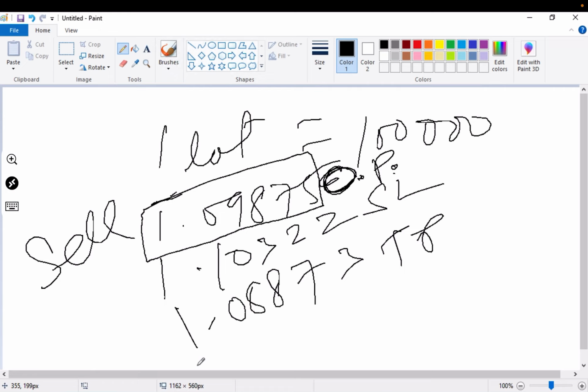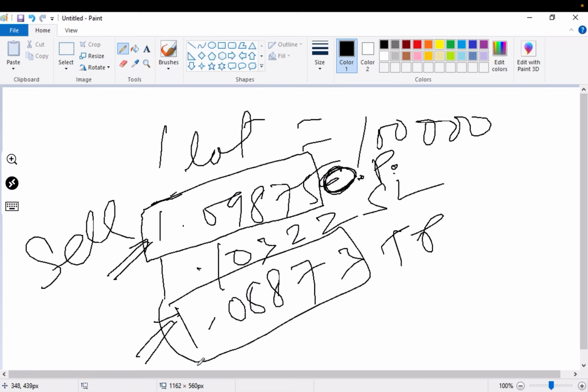So basically, it's like selling euro for 1.09875, and then if market falls down, giving back the euros by spending this much. So when we are selling the euro, we are getting more dollars. This is the amount of dollar we are getting. And when we are giving back the same amount of euro, we have to spend only this amount of dollar. So whatever is left in our pocket, that is our profit.